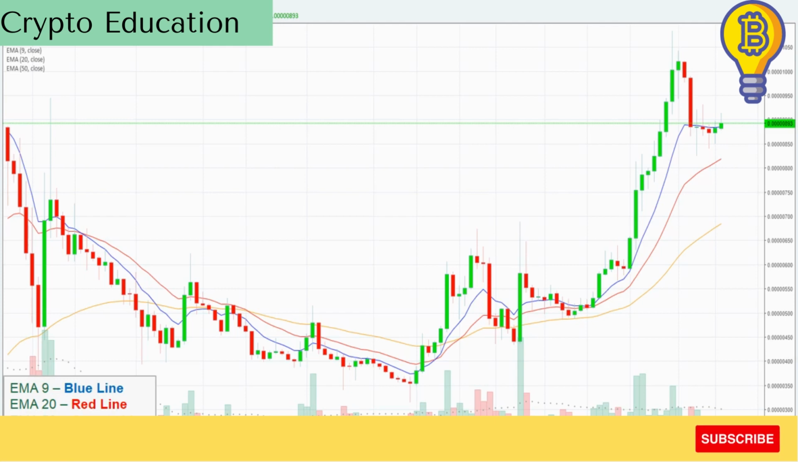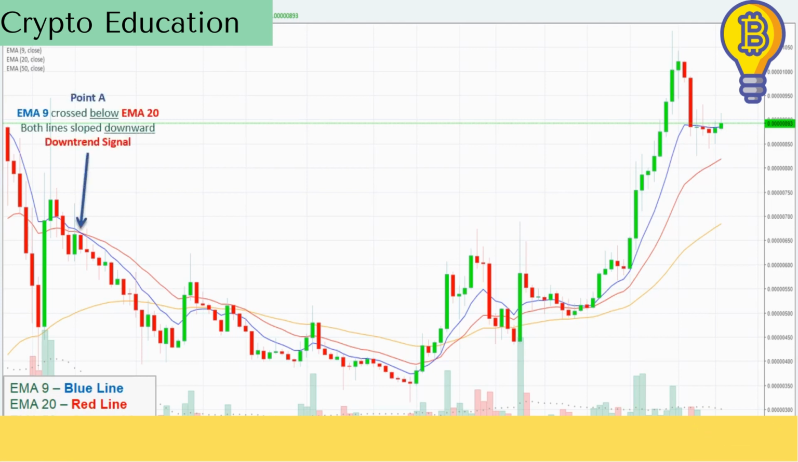Okay, now let's take the first example to better understand how the moving average crossover strategy works. As you can see on the screen, the blue line is the 9-day exponential moving average, the red line is the 20-day EMA, and the orange line is the EMA 50. Now, let's take a look at point A. When the blue line or the EMA 9 crossed below the red line or the EMA 20, and both lines started sloping down. This was a downtrend signal.